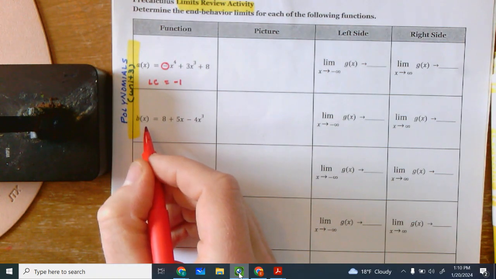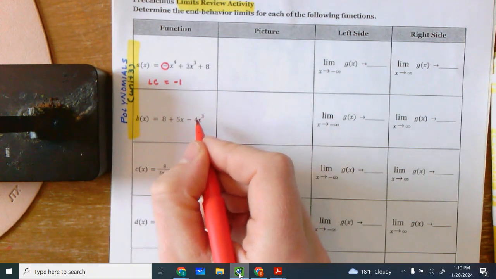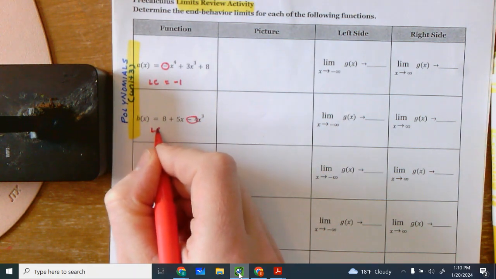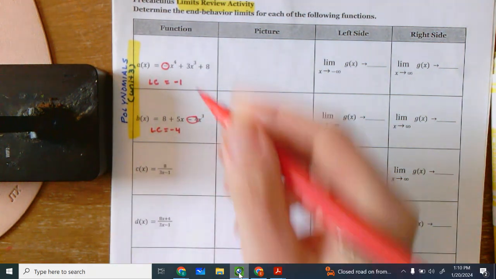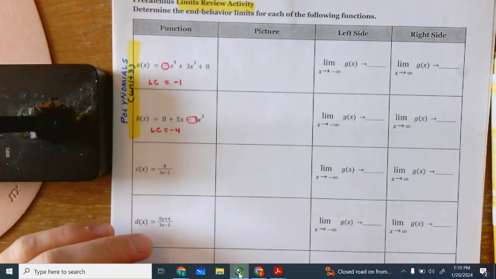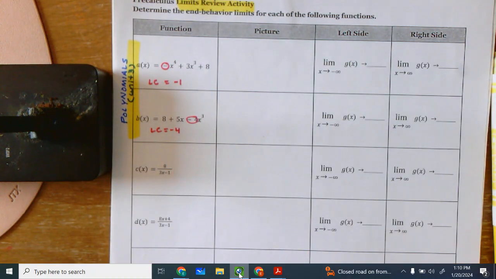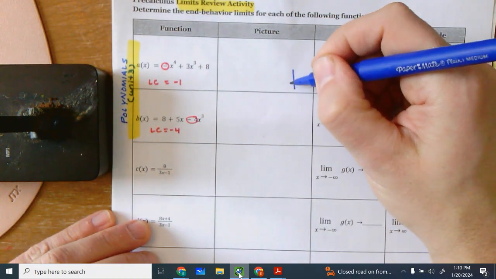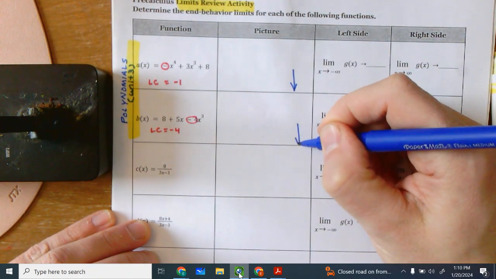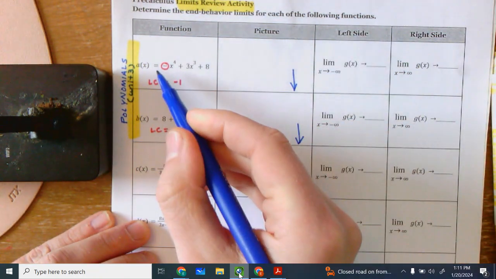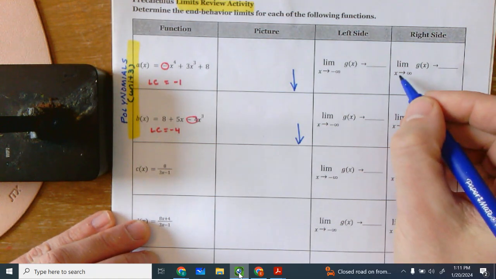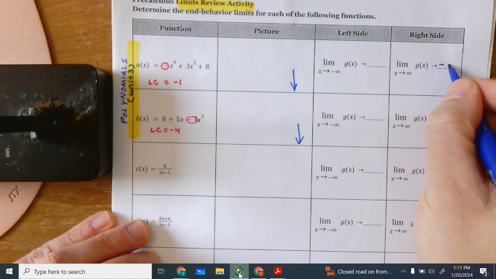Meanwhile, if you looked at B right here, the largest degree is the 3. So that means that our leading coefficient would be -4. Either way, see how they're both negative? That tells you that the right side of both of these graphs is going to be approaching negative infinity. So both for A and for B, we can say that the limit as x goes to infinity is negative infinity.